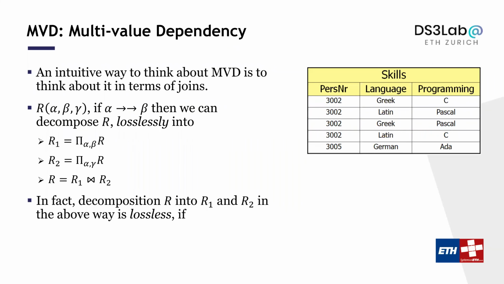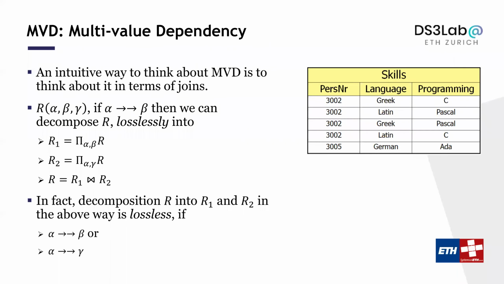So in this case, you could have one relation containing personnel number and language, where 3002 will have Greek and Latin. You can have another relation with personnel number and programming language, where 3002 will have C and Pascal. When you join them, you get your skills table. When we say there's an MVD from alpha to beta, we mean that R can be decomposed in this way. Doing a join is another way for us to express this type of conditional independence between multiple attributes.